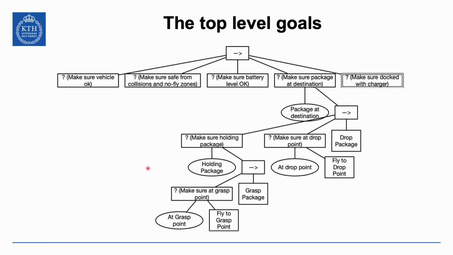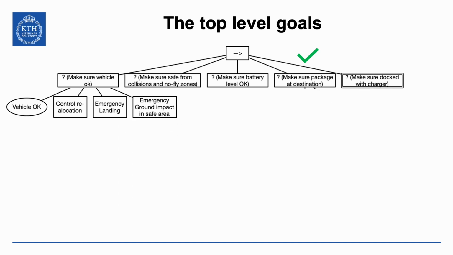So we already saw the subtree of achieving this. That's the example we started with. If the package is at the destination, we're happy. If not, we make sure we're holding it, and we make sure we're at the drop point, and we drop it, and so on. So we have a check mark for that subtree.